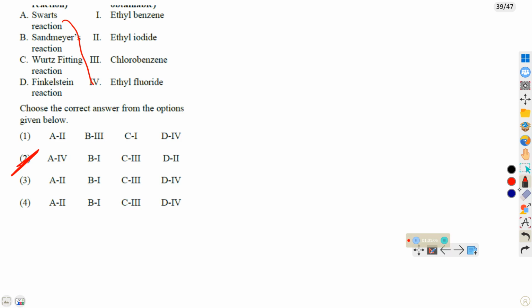This is the wrong option given. Change it like this: A4, B3. Sandmeyer reaction, chlorobenzene. C, Wurtz-Fittig reaction, C1. Finkelstein reaction, D2, ethyl iodide.